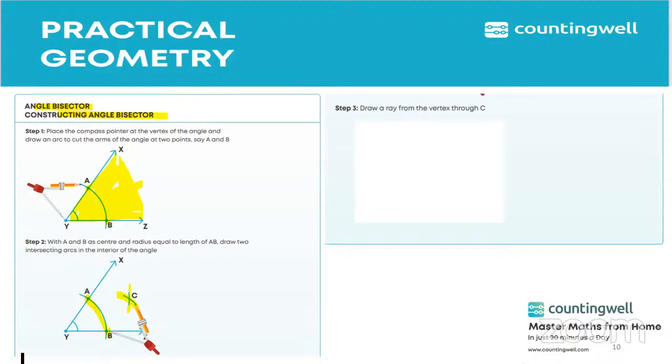So in this way we will get a ray from the vertex Y, and that arm will be passing through point C. So here we get the bisection of angle XYZ. So the angles XYC and CYZ are equal angles.